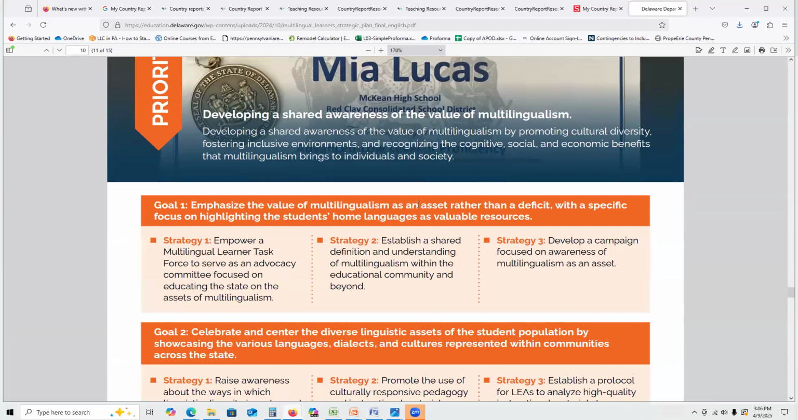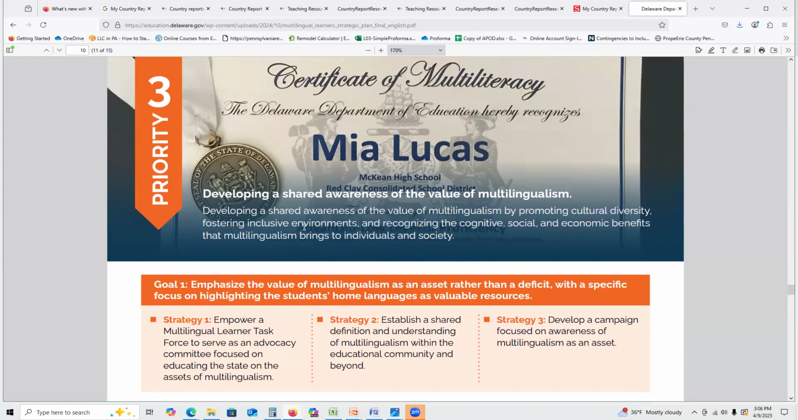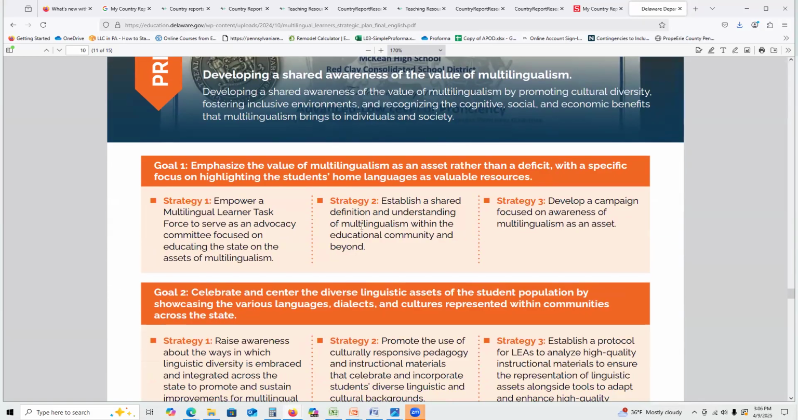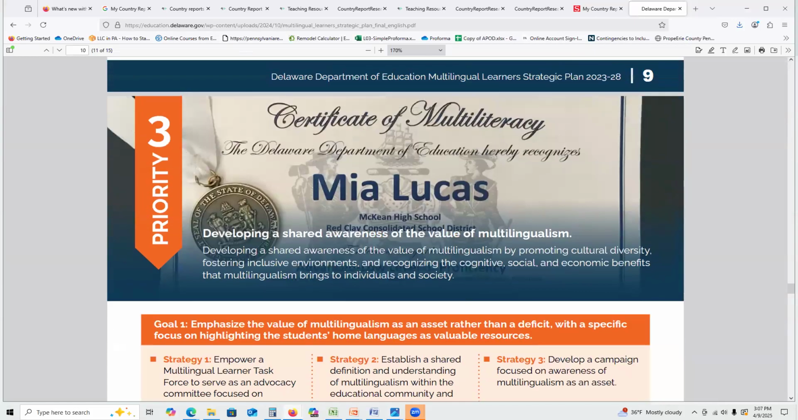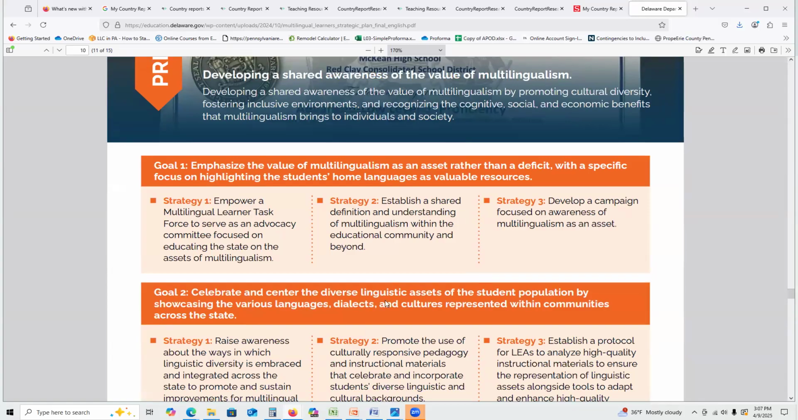Goal 1, emphasize the value of multilingualism as an asset rather than a deficit, with a specific focus on highlighting the students' home language as valuable resources. The people in the great state of Delaware understand this research. I love this. Establish a shared definition and understanding of multilingualism within the educational community and beyond. Goal 2, celebrate and center the diverse linguistic assets of the student population by showcasing the various learners, dialects, and cultures represented within communities and across the state. Guys, I've been in multiple states and I have not seen any statewide documents like this. This is absolutely outstanding. Massive kudos to you guys in Delaware for recognizing this and having these goals.